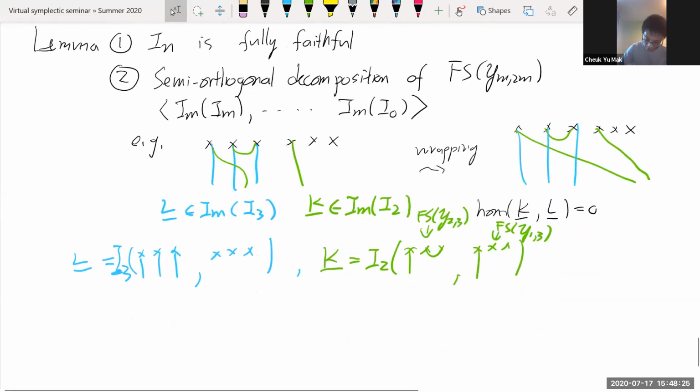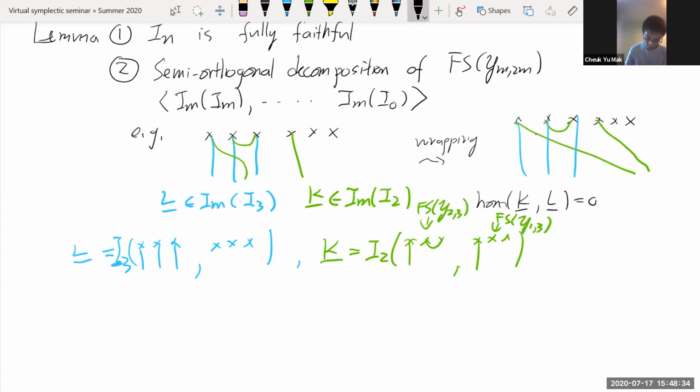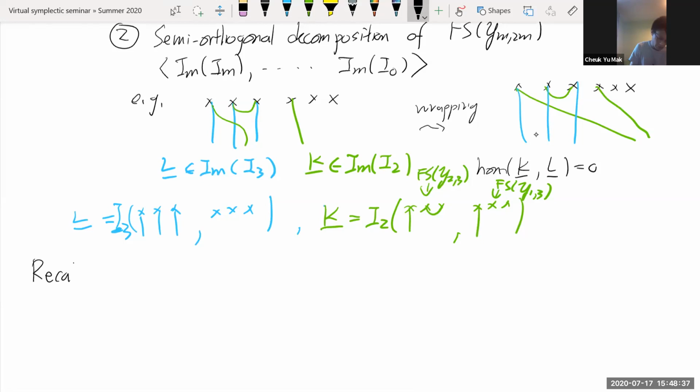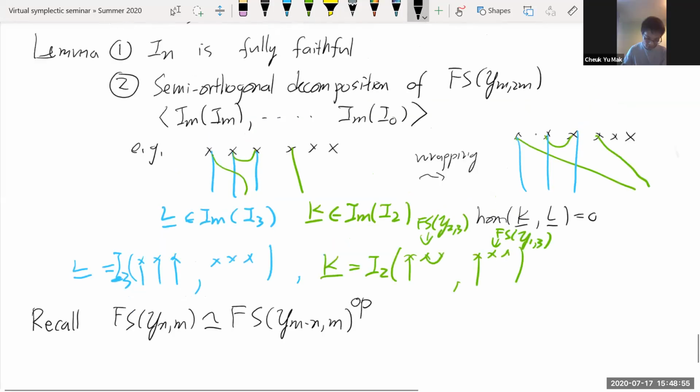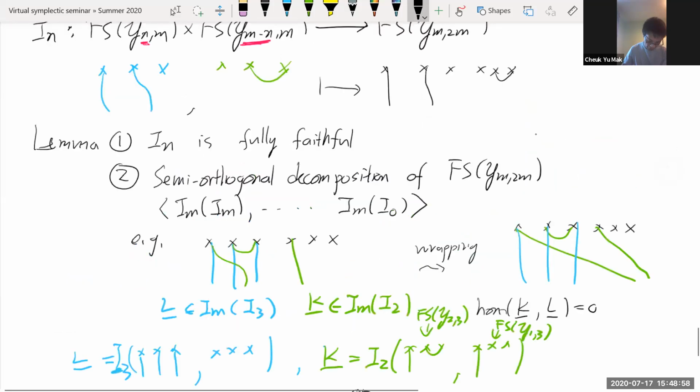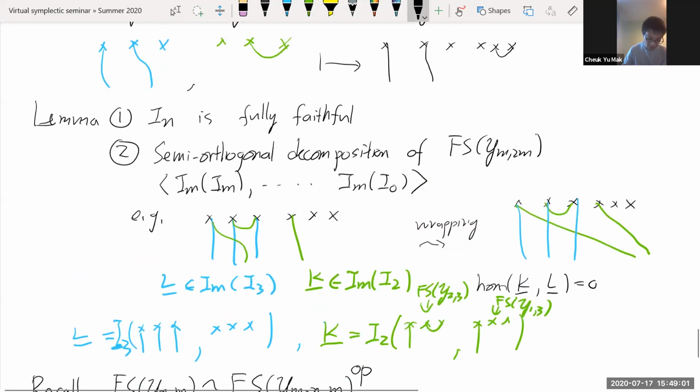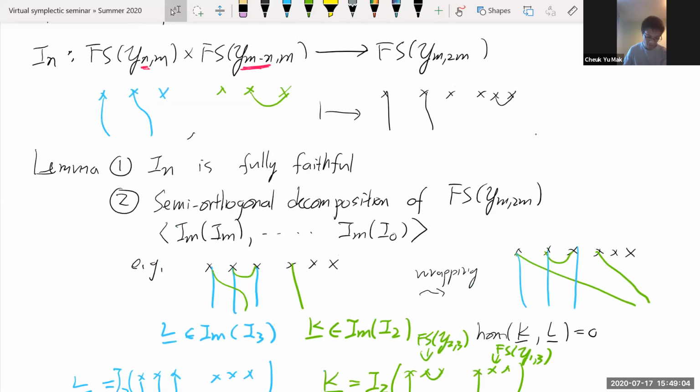So, right. And then, see. It is a good time to recall that the Fukaya-Seidel category of YNM is closely equivalent to the Fukaya-Seidel category of Yn minus NM. So the domain category of the functor is actually a bimodule. You can think of this as a category of bimodules.